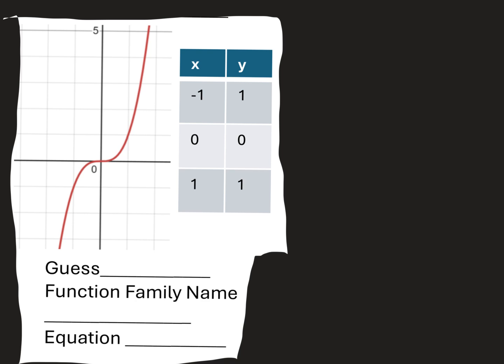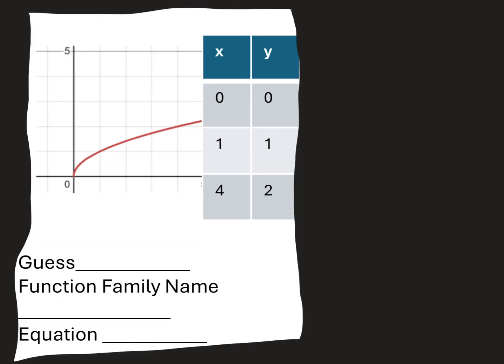And this one, check or X your guess. This one is a cubic function, and my equation is f of x equals x cubed. Then I'm going to plot these 3 points, -1, -1, 0, 0, 1, 1, and then draw a curve that looks like that through those 3 points.